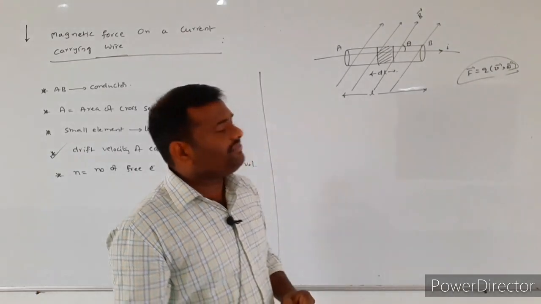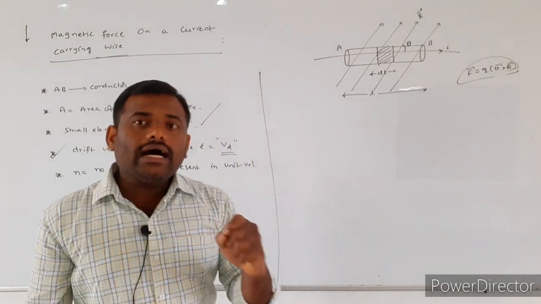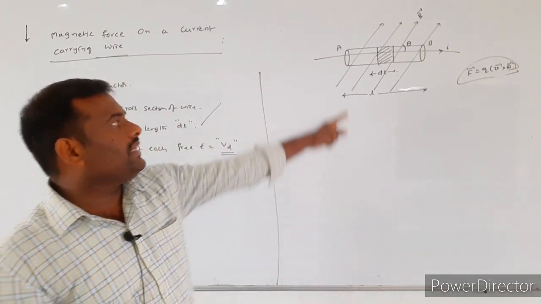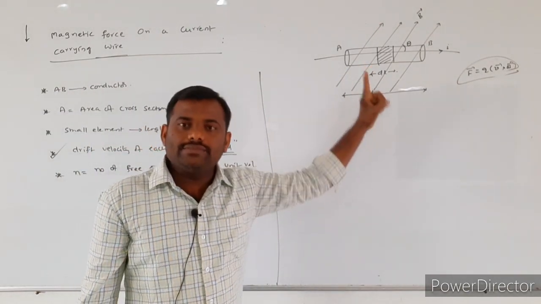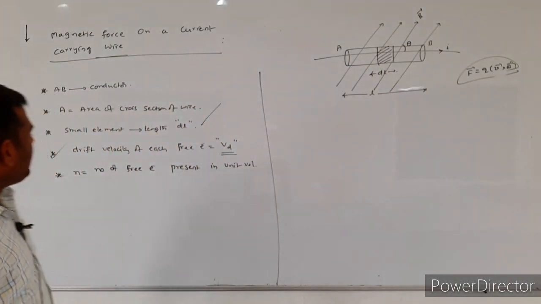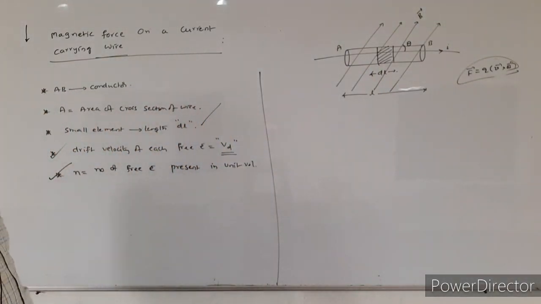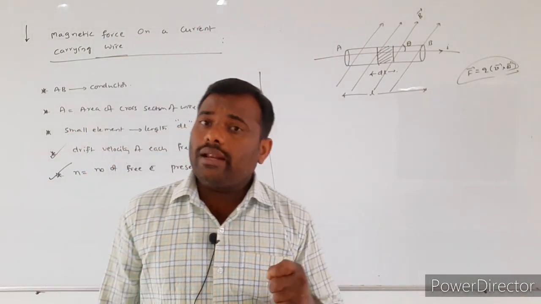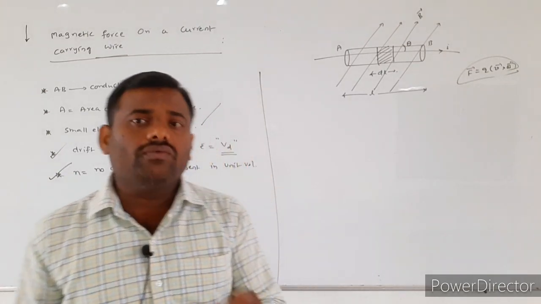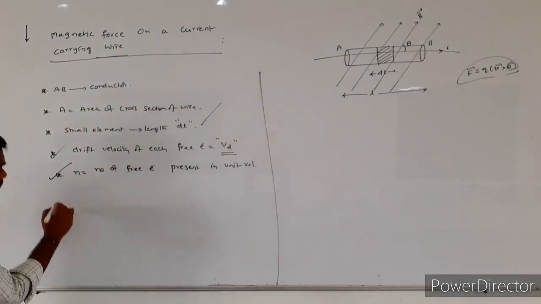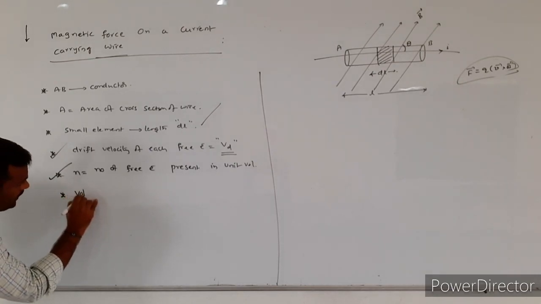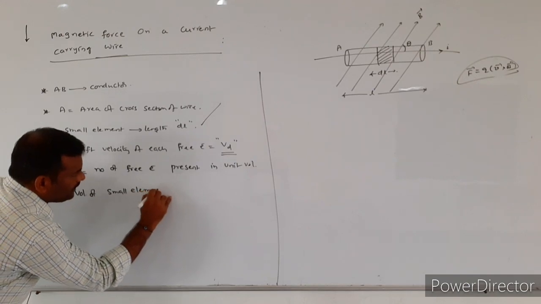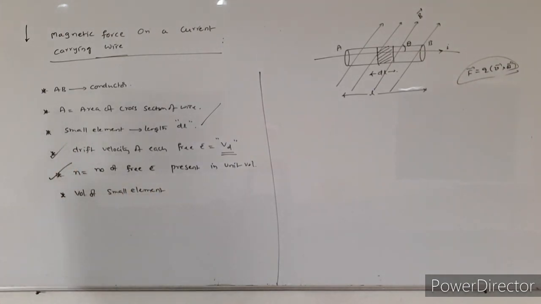So, to calculate the force, we have to calculate the amount of charge present in the small element dl. For that purpose, we assume here that small n indicates the number of free electrons per unit volume. Now, I want to write the volume of the small element dl.